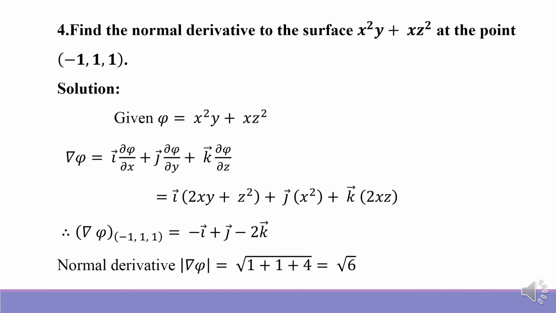Here the question is to find the normal derivative. Normal derivative means we have to find the modulus of ∇φ. That is root of (minus 1) the whole square plus 1 square plus (minus 2) the whole square, that is equal to root 6.